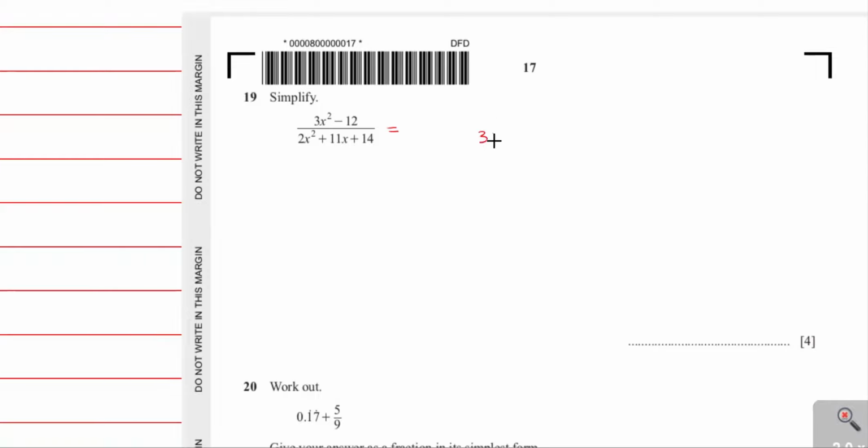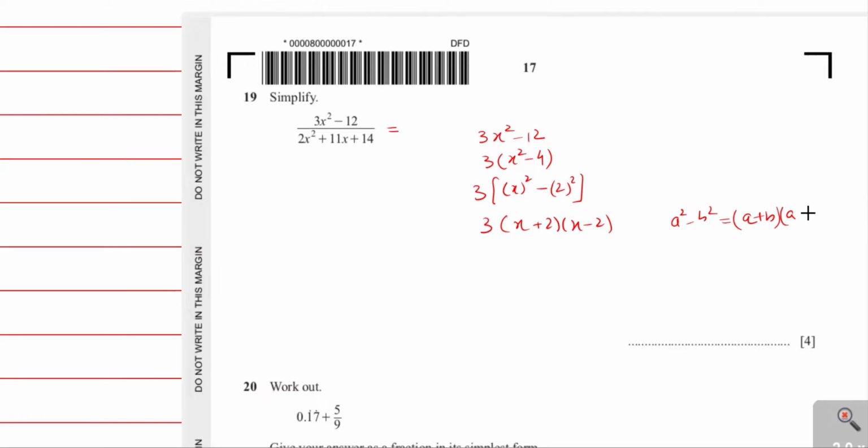Firstly, we will factorize this. 3x² minus 12 will be equal to 3 times (x² minus 4), and x² minus 4 we can write as x² minus 2², and this x² minus 2² will be equal to (x plus 2) times (x minus 2), and 3 we write as it is. We use the identity a² minus b² equal to (a plus b) times (a minus b).